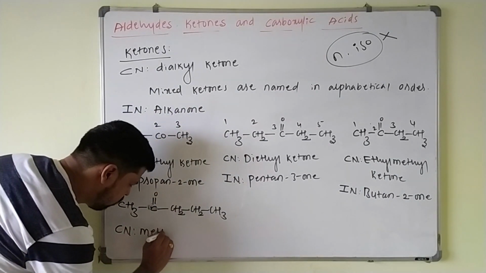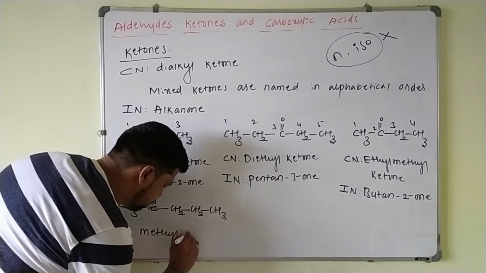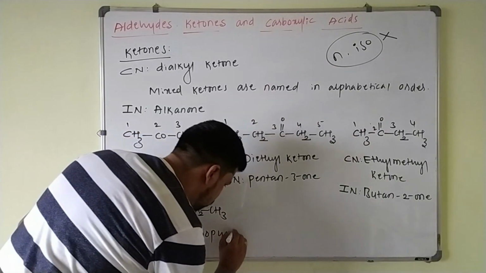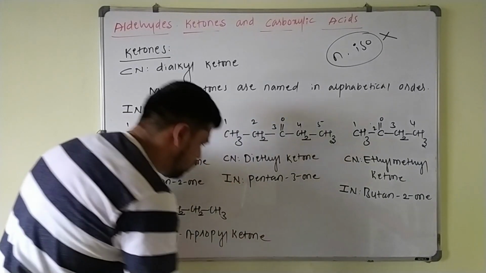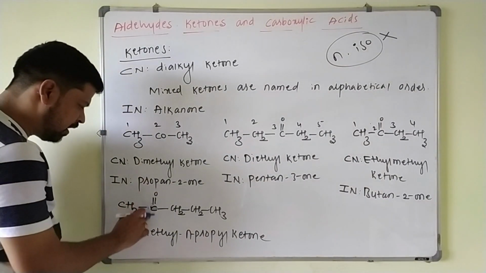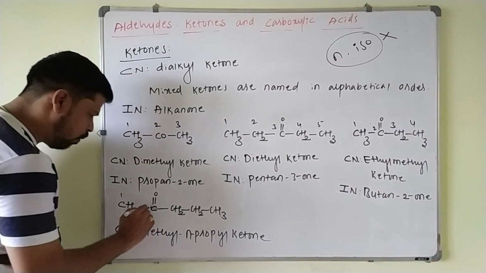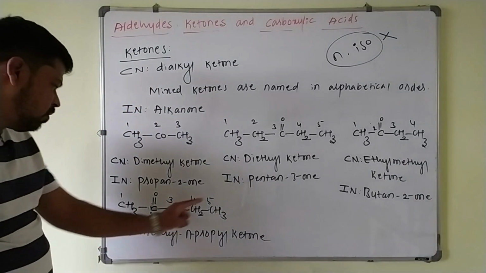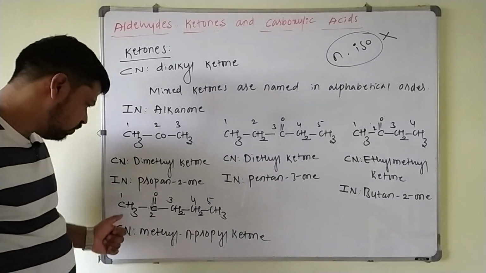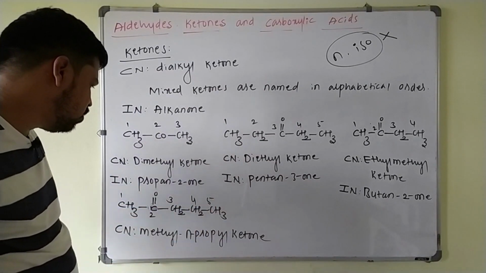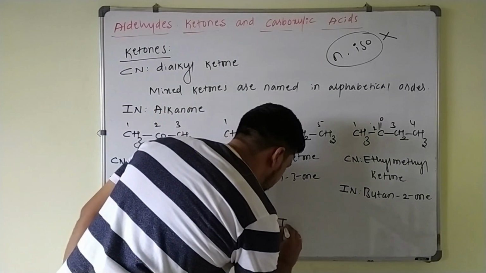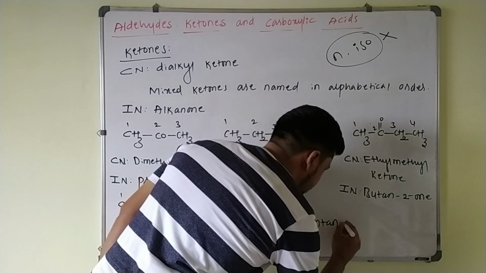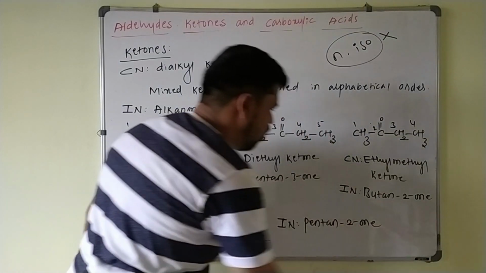The common name of this compound is methyl n-propyl ketone. So what is the IUPAC name for this one? Numbering must be done from the end which is nearer to the carbonyl group: 1, 2, 3, 4 and 5 here. So the total number of carbon atoms is 5. It becomes pentan-2-one. The IUPAC name for this compound is pentan-2-one. Okay.